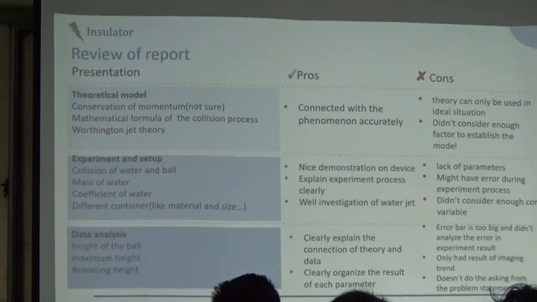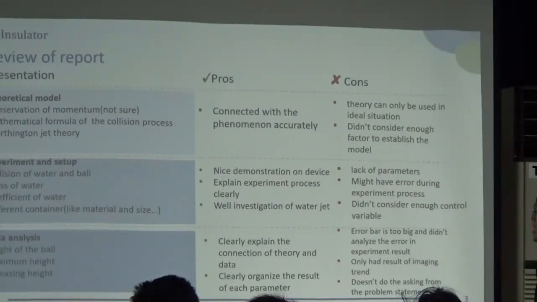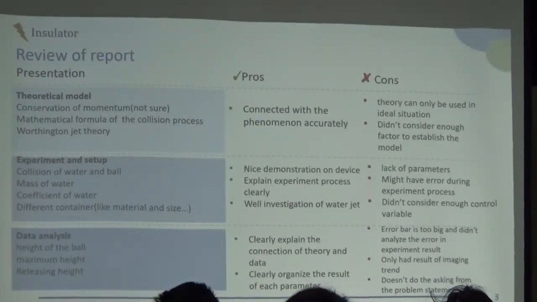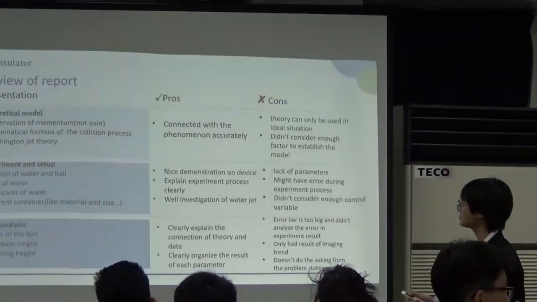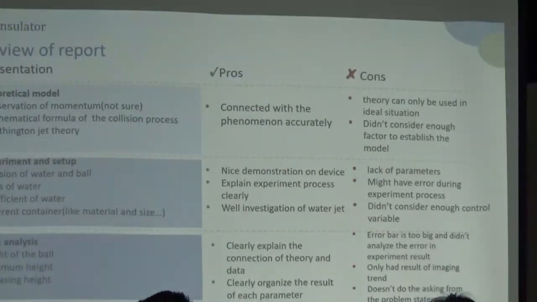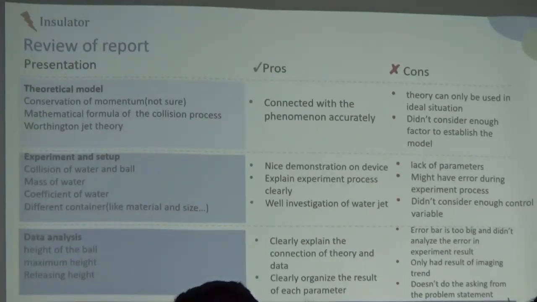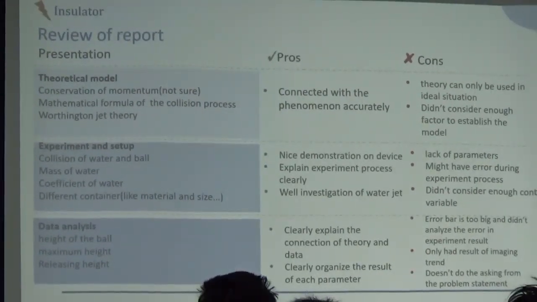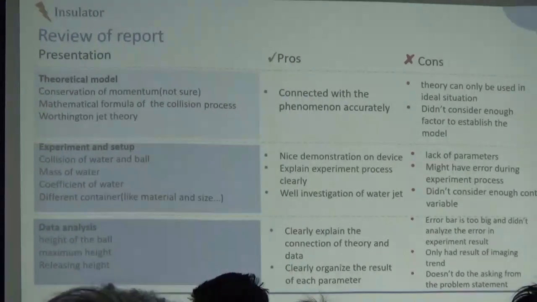And in the experiment, he talked about the collision of the ball and the mass of the water, and different containers of different materials and ingredients. He demonstrated on the slide and explained the experiment process thoroughly and well in the investigation of the water jets. But later, for the parameters, which I think adds more to observing this formula, there might be errors in the experiment process because there is some error in his data and he didn't consider enough control variables.